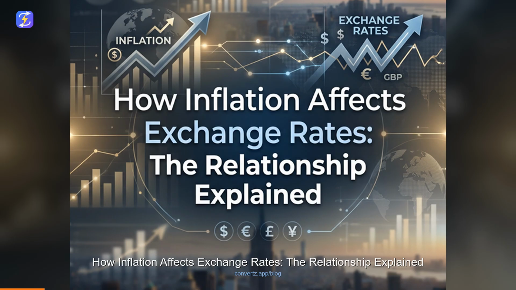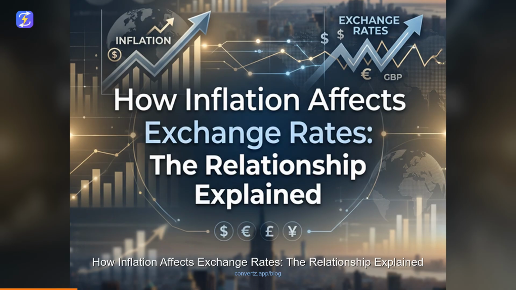How inflation erodes currency value. Purchasing power. Inflation means the general price level is rising. If inflation in the UK is 5% and inflation in the US is 2%, then over the course of a year, prices in the UK are rising roughly 3 percentage points faster than in the US. This means the British pound is losing purchasing power faster than the US dollar. Over time, this differential puts downward pressure on the British pound's exchange rate against the US dollar.